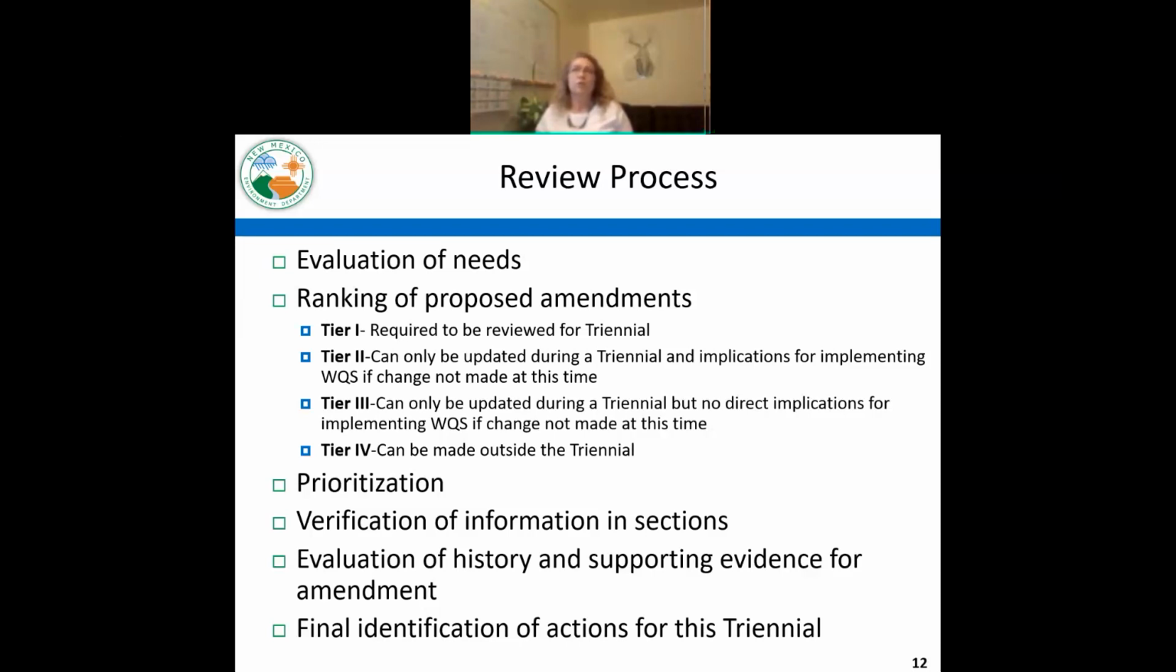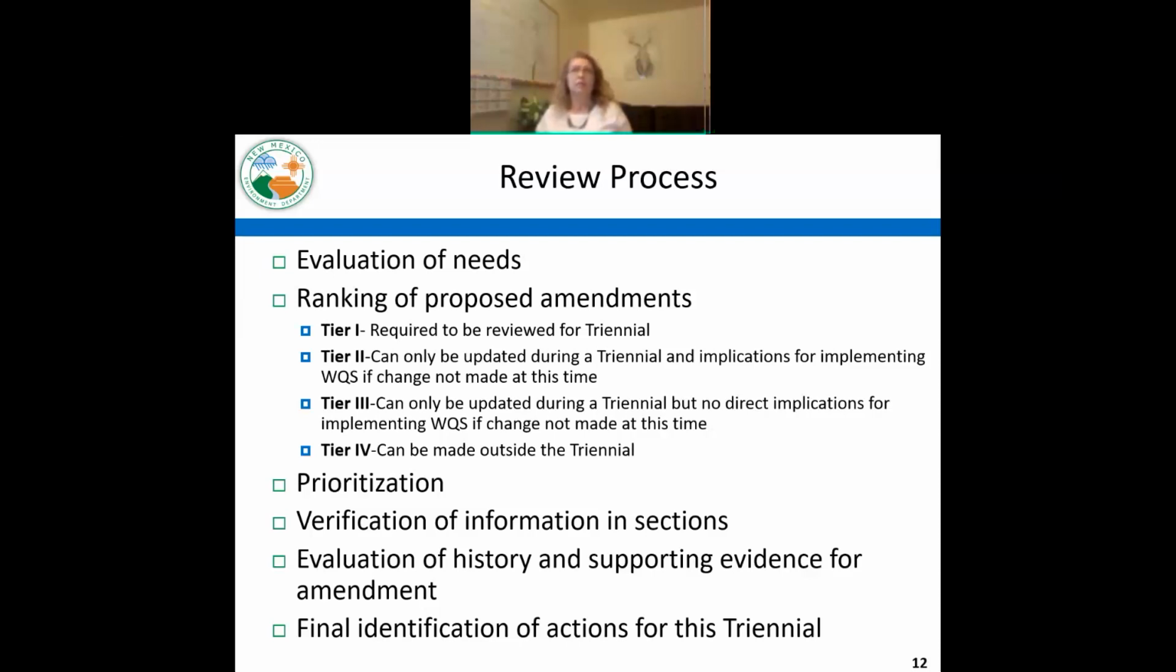The department has worked with Bureau staff in noting areas within the standards that warranted closer evaluation since the last triennial review. These potential revisions range from typographical corrections to expanding explanations of certain processes used to uphold the water quality standards.